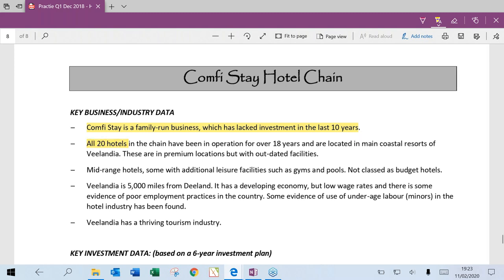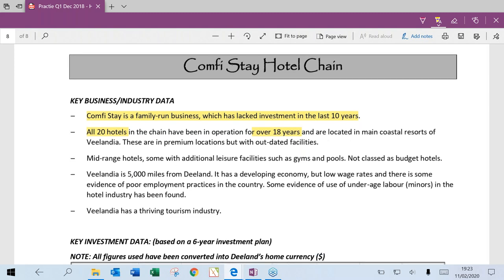So they've got 20 hotels and they have been operating for the last 18 years. If I can recall how many hotels we have, I think 510 hotels, and we have been in business for 40 years, as per my memory. What else? It's a mid-range hotel, some with additional leisure facilities such as gyms and pools, not classed as budget hotels. Whereas our business model is strongly based on budget hotels. Remember, our key success factor was our pricing strategy. We are a budget hotel, but these guys are mid-range hotels.